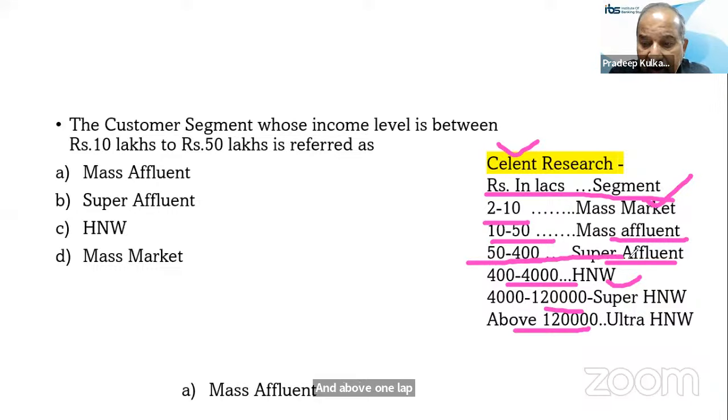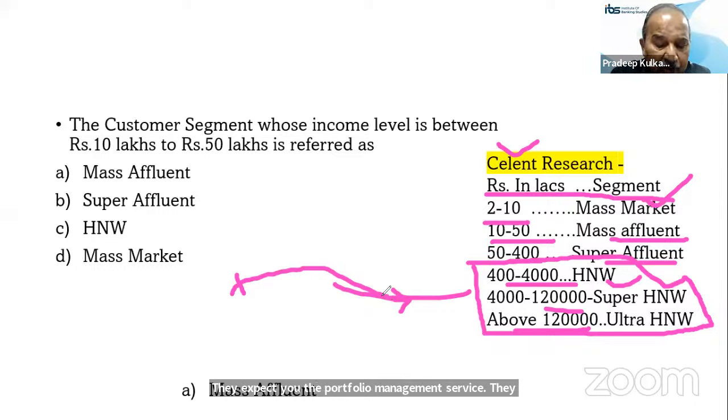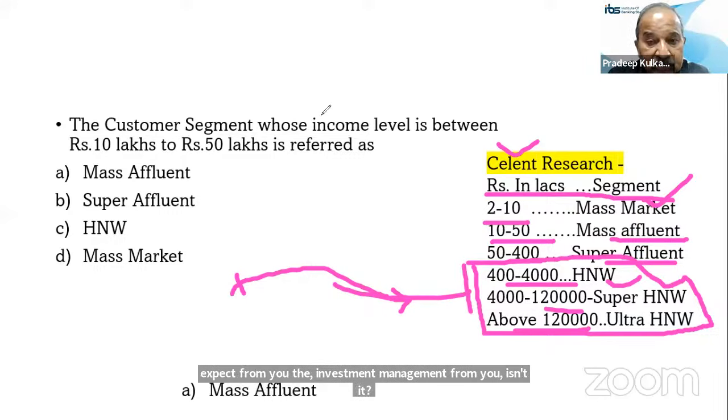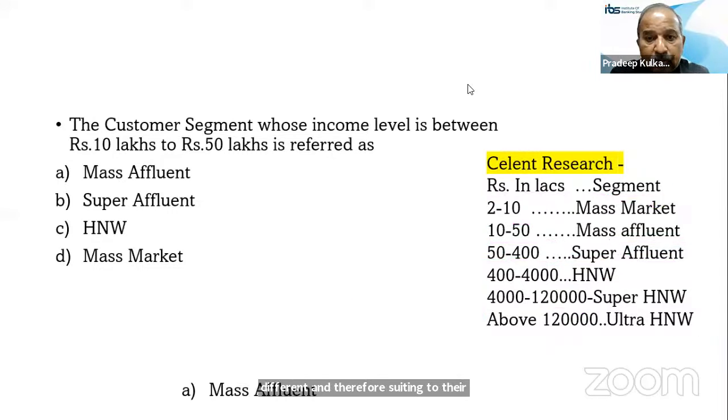Now see, high net worth, ultra high net worth, super high net worth. Do you think these people will expect you to give a housing loan? They never do. Am I right? Then what do they want? They expect portfolio management service from you. They expect investment management from you. Isn't it? So that is the way when the customer's income level goes up, their expectations of services are altogether different. And therefore, suiting to their need, we need to design the product suitable to that.